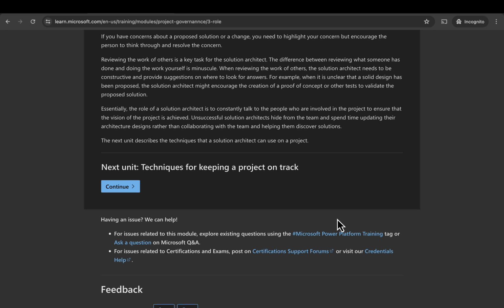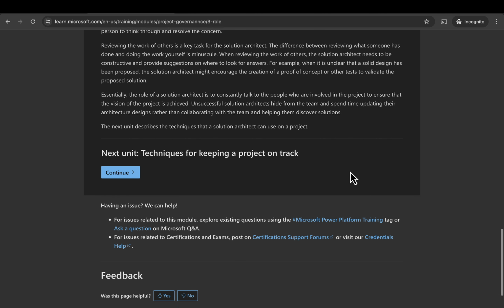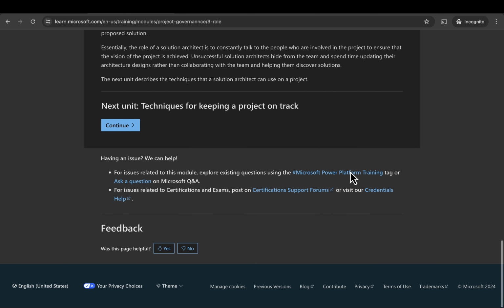When reviewing the work of others, the solution architect needs to be constructive and provide suggestions on where to look for answers. For example, when it is unclear that a solid design has been proposed, the solution architect might encourage the creation of a proof of concept or other tests to validate the proposed solution. Essentially, the role of a solution architect is to constantly talk to the people who are involved in the project to ensure that the vision of the project is achieved.